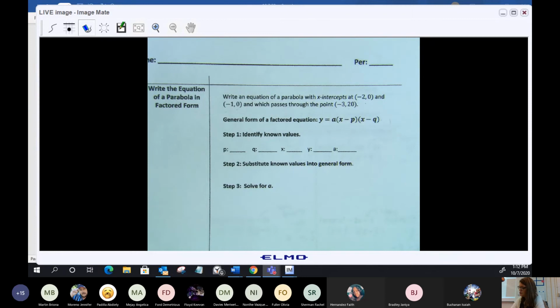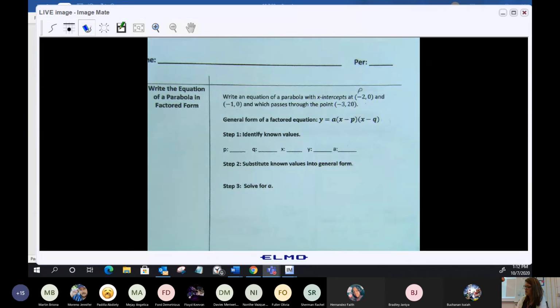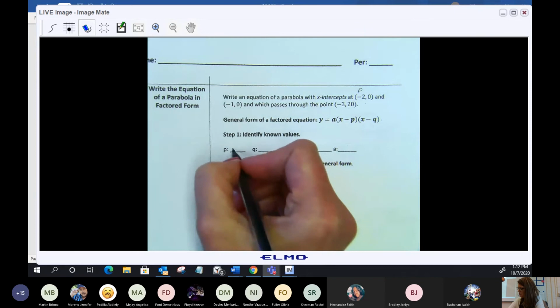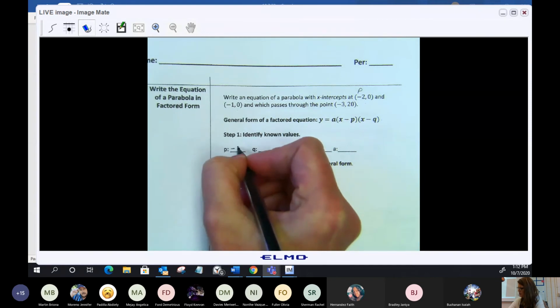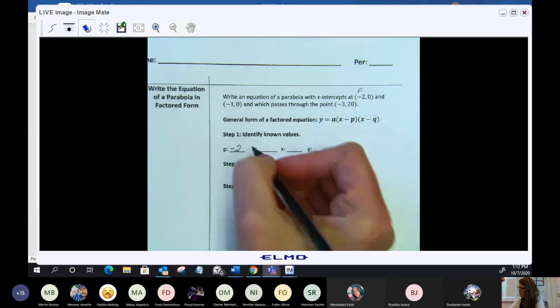So first thing we're going to do is identify the values that we know. Well, p can be my first x-intercept, negative 2. It doesn't really matter what order you do this; you could have also made negative 2 q. Negative 1 can be q.